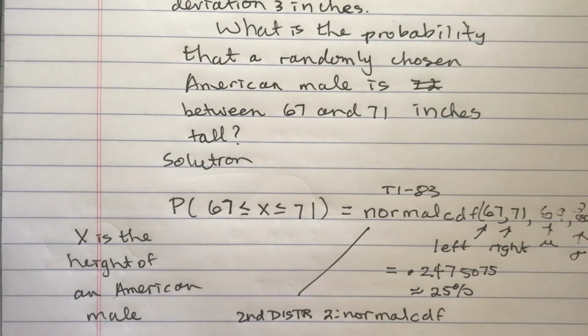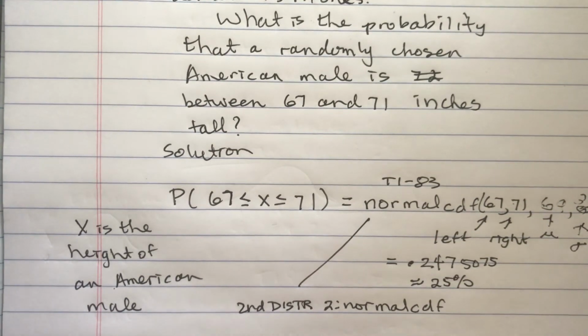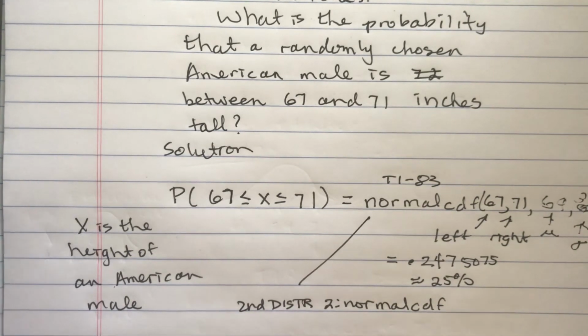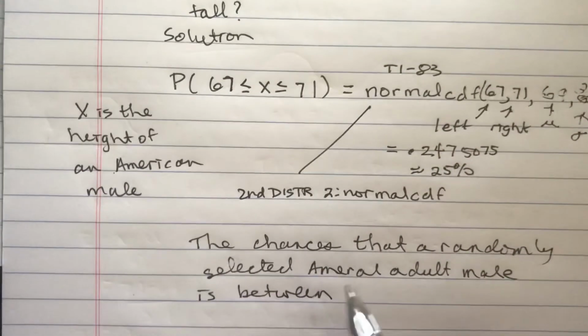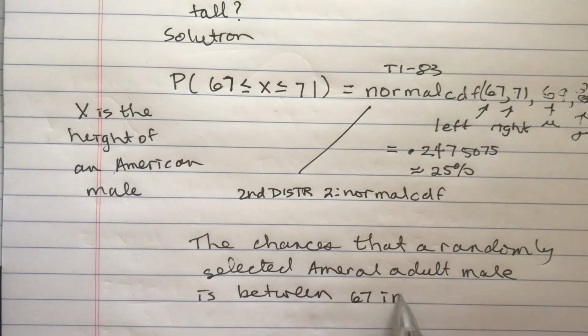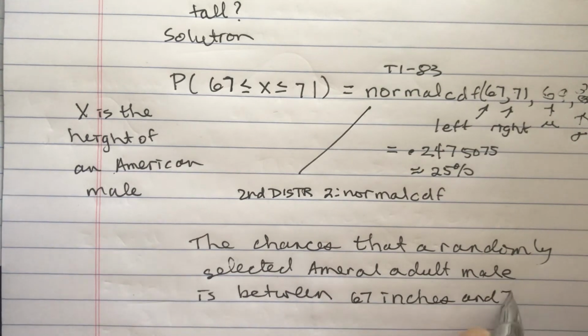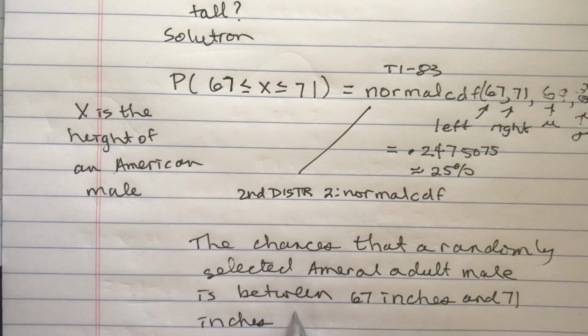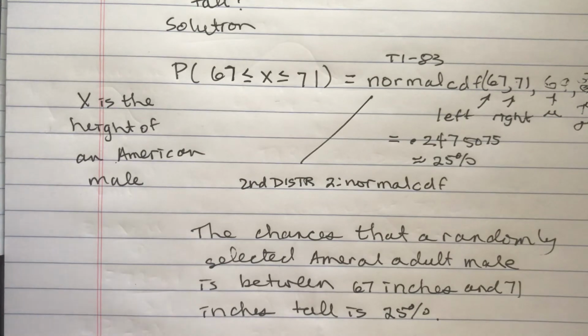So the probability, the chances that a randomly selected American adult male is between 67 inches and 71 inches tall is 25%, which is the same as the proportion of adult men that have that height.